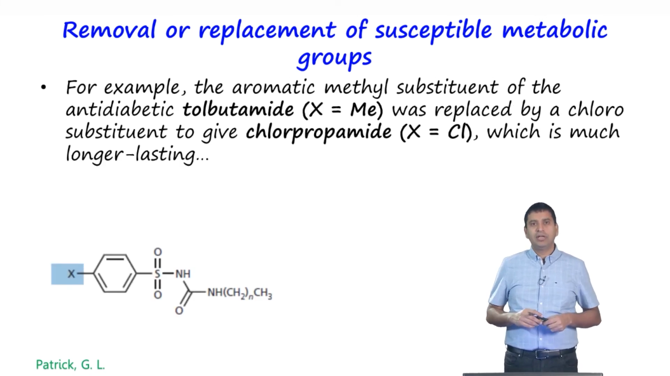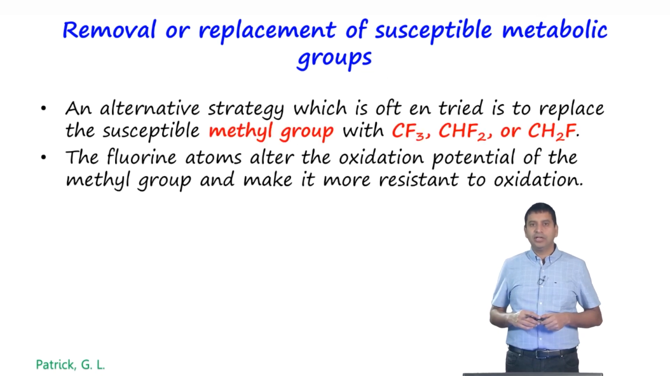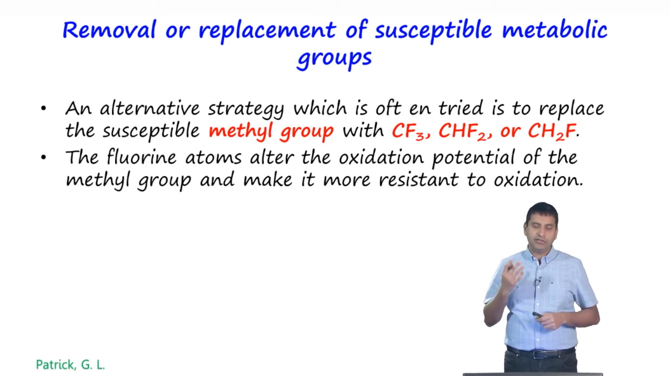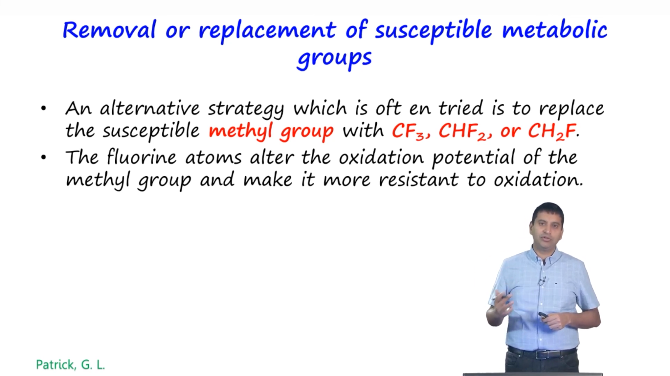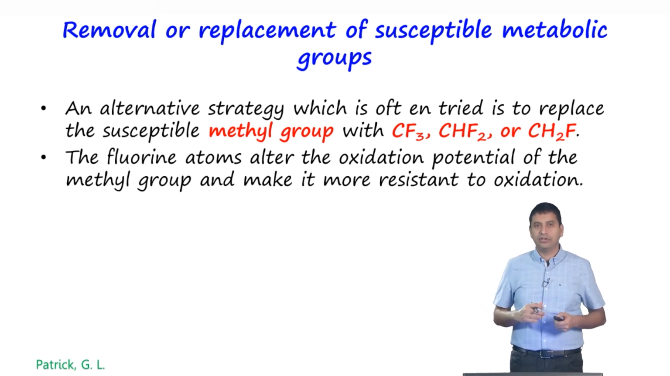For example, the aromatic methyl substituent of this anti-diabetic compound tolbutamide was replaced by a chloro substituent, which gives chlorpropamide, which is much longer lasting. An alternate strategy which is often tried is to replace the susceptible methyl group with a fluoro substituent. So, you can have a CH2F or CHF2 or CF3, and these fluorine atoms alter the oxidation potential of the methyl group and make it more resistant to oxidation.